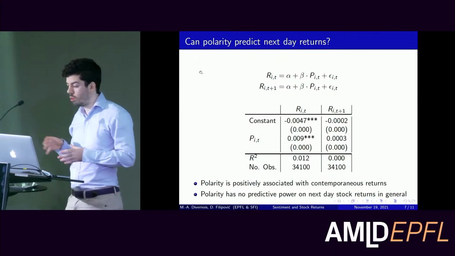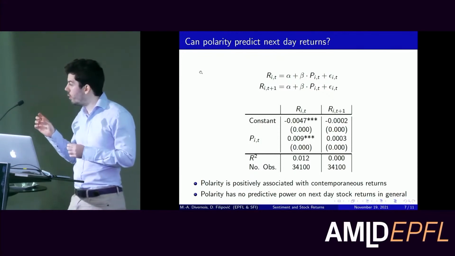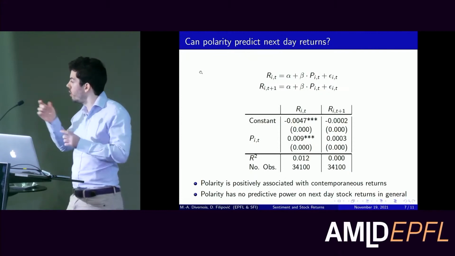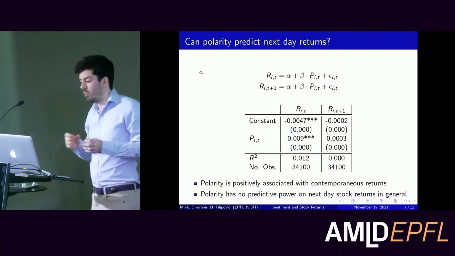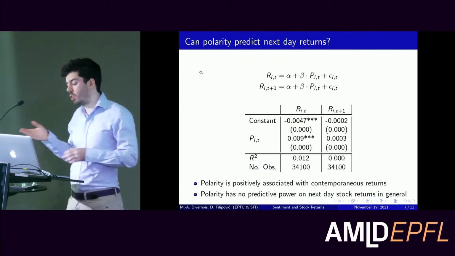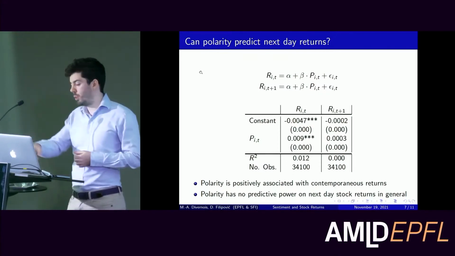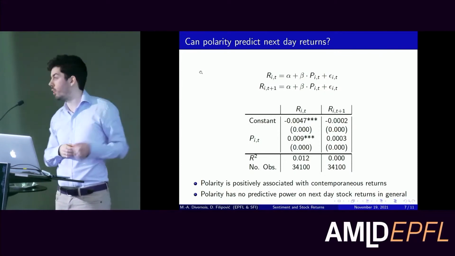We just want to show that if you only look at this polarity, and you look at the contemporaneous return, then it's good because polarity is associated positively with it, but it does not help to predict next day returns. And actually, we could put any control variable you want. You wouldn't be able to have a positive coefficient in the second regression.